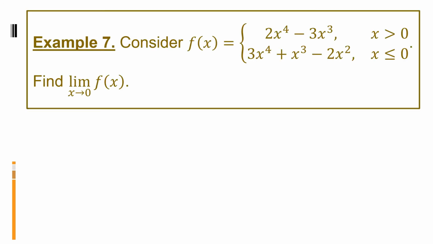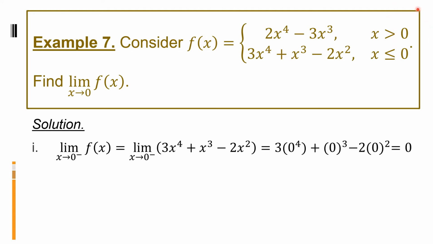Now, let's consider f of x equals 2x raised to 4 minus 3x cubed whenever x is greater than 0, and 3x raised to 4 plus x cubed minus 2x squared whenever x is less than or equal to 0. Let's find the limit as x approaches 0 of f of x. So, for our solution, since nahati na naman yung values ng x natin sa greater than tsaka less than 0, kunin muna natin yung limit as x approaches 0 from the left.